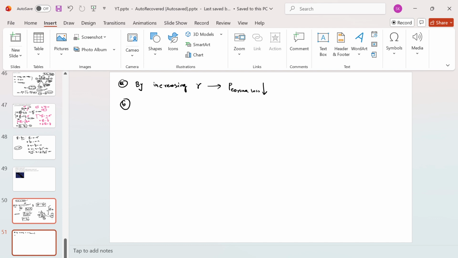Now, also there is one more point. If you use a smooth conductor, then in that case also your coronal loss will reduce. How will it impact? Let's say you have some kind of rough surface. Let me take some worst case scenario. Let's say you have a conductor like that, and it is not a smooth conductor.